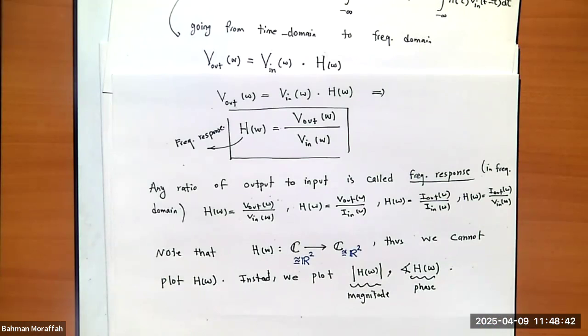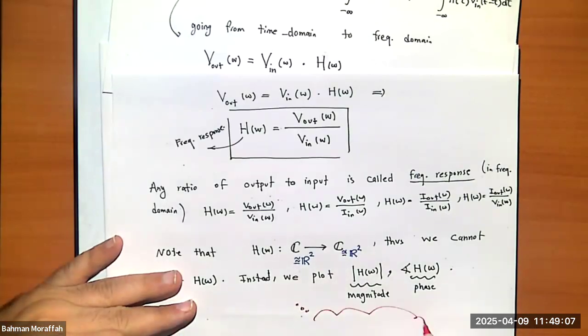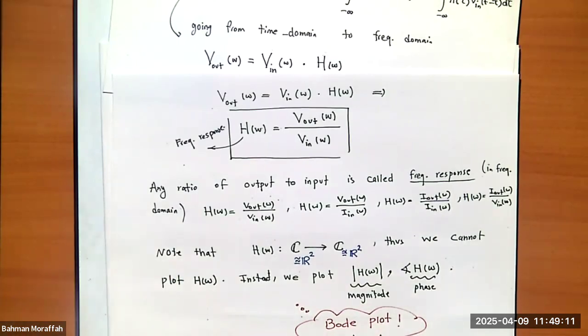Even plotting this is hard. So we're going to have to approximate these two graphs, and it's called Bode plot. We're going to talk about it next week. We're going to learn how we can approximate the magnitude of h of omega and the phase of h of omega. And we call that Bode plot. So we're going to learn about Bode plot later, right?